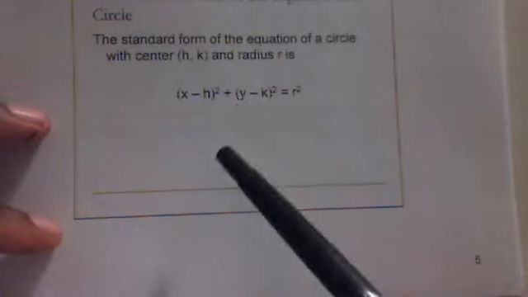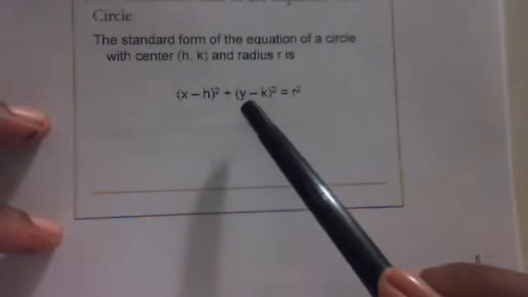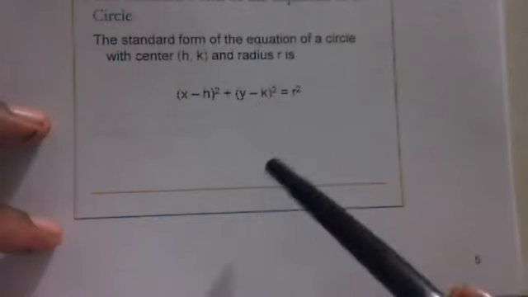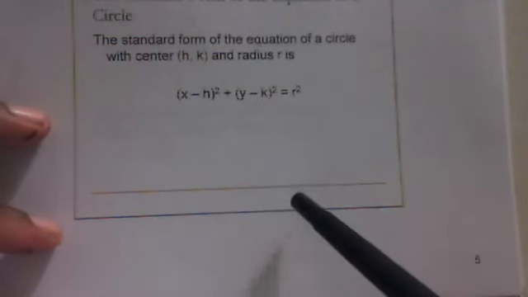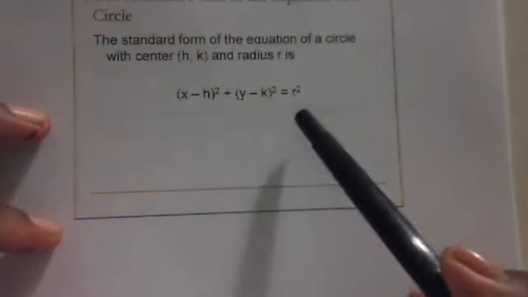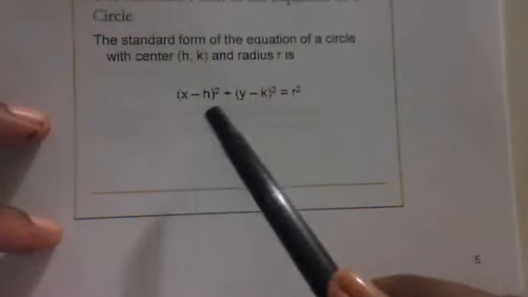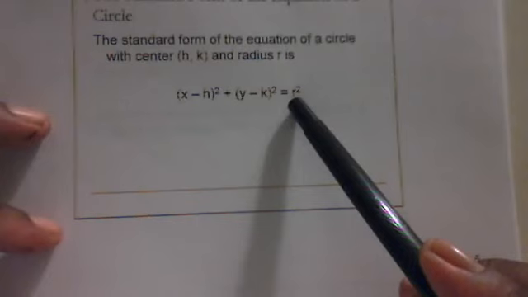Now the standard form of the equation of a circle with center (h, k) and radius r is this formula: x minus h quantity squared plus y minus k quantity squared equals r squared. That's the standard form of the equation of a circle. Here h and k are the center, r is the radius.